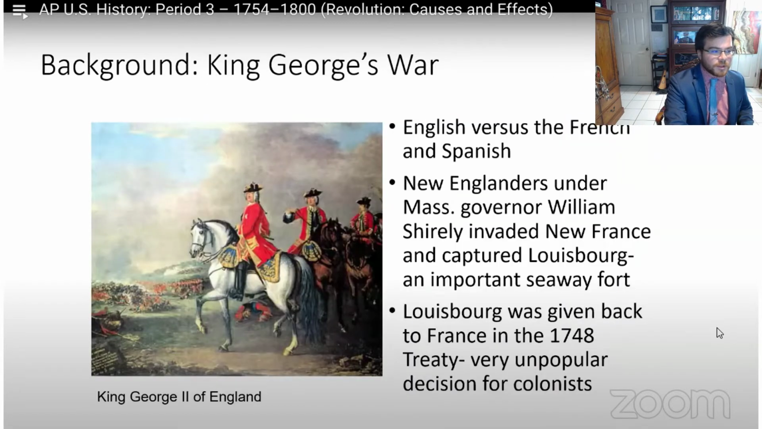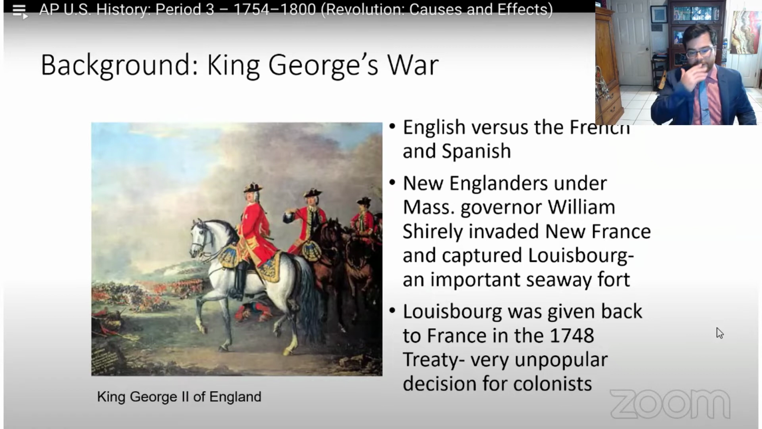Okay, King George's War, another war. Wow, Europe loves wars, as we know, for some strange reason. English against the French and the Spanish. So the colonies are always competing with each other militarily. A lot of the colonist guys are going to start to get some street cred for their military efforts. So a lot of back and forth.